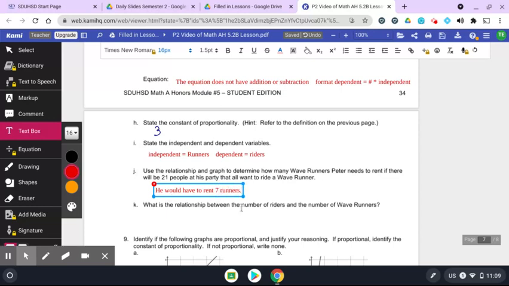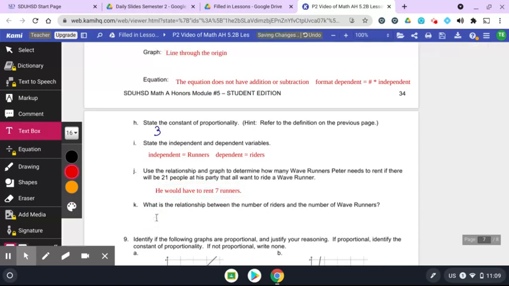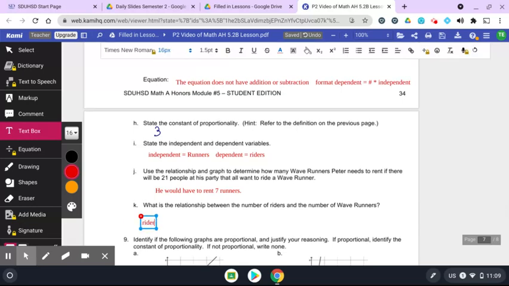What is the relationship between the number of riders and the number of wave runners? Riders, the dependent variable, is equal to 3, our constant of proportionality, times the runners, our independent variable.